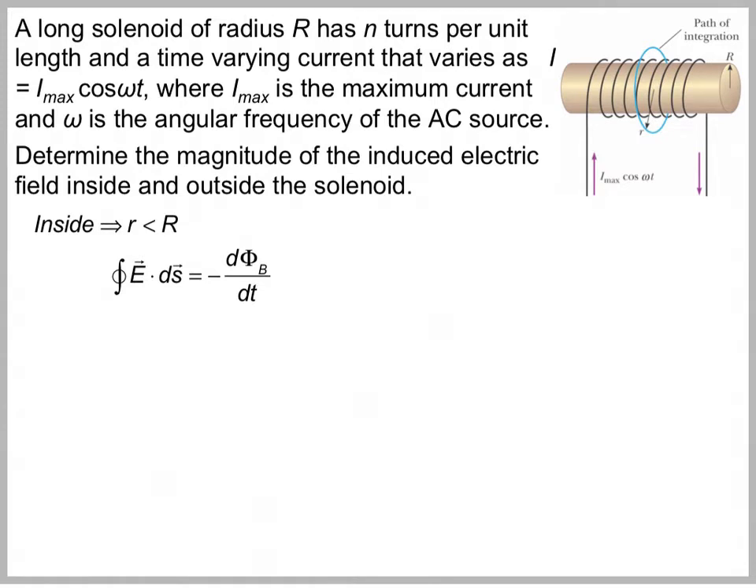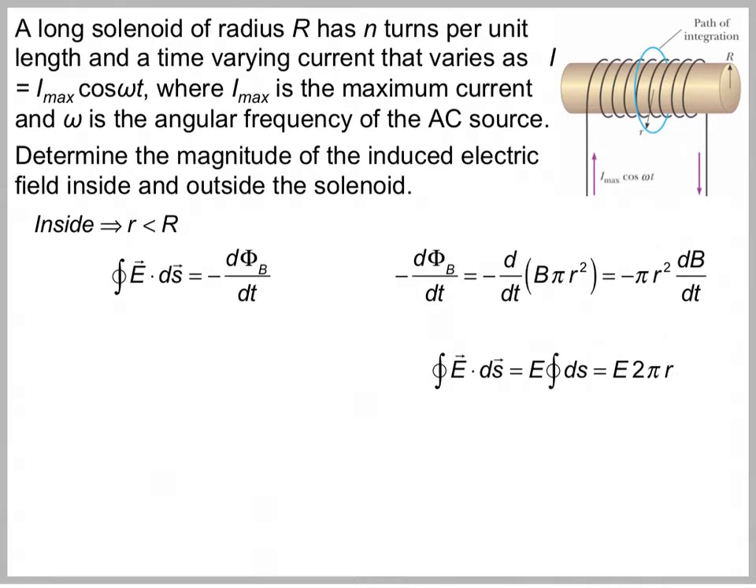We know that the integral of E dot ds is equal to the time rate of change in the flux. So inside, we're going to be drawing our path of integration actually inside the solenoid. So first, d flux dt. We know that the flux is B times pi r squared. That's the magnetic field strength, which we're not sure what it is yet, times pi r squared. That is the area of the loop that we're drawing on the inside of the solenoid. Well, that's going to be constant, so the only thing that can change is the magnetic field.